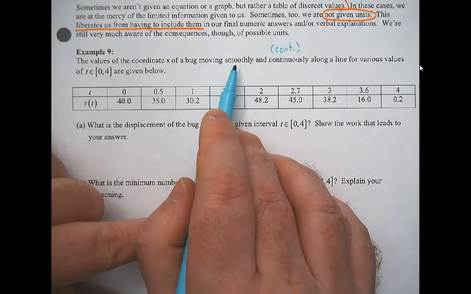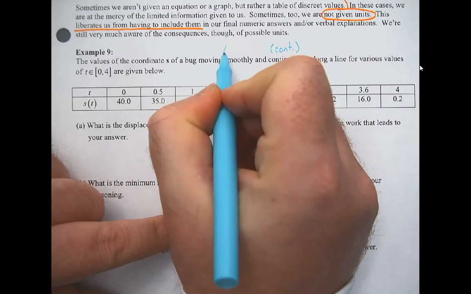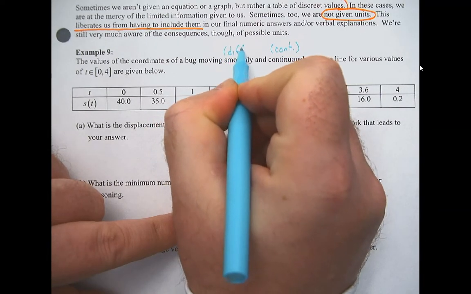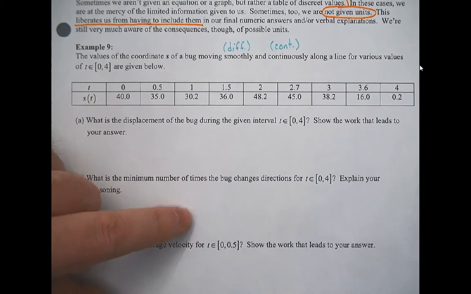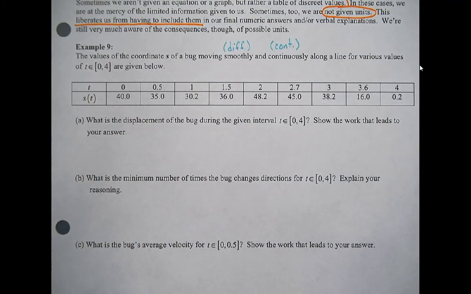This phrase of being smooth means that we are differentiable. That means that we are everywhere differentiable if our bug moves smoothly. That means that there aren't any sharp turns like there is in the absolute value function. All right, so we now know that our movement of our bug is differentiable and continuous, and we know that our time period is from 0 to 4. What's nice is it's not in seconds, so we don't need to worry about writing that part out.